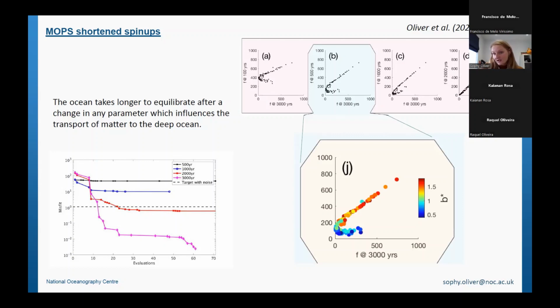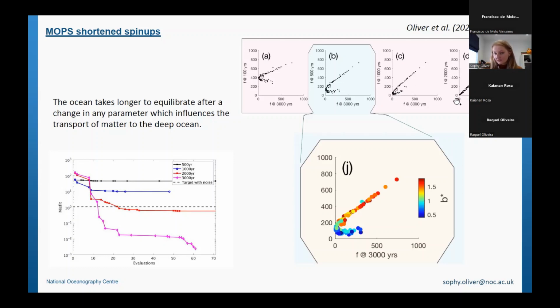And you can see this nice, easy, linear relationship. And that's what we want to see. If we have a linear relationship between these 2 axes, it means that this shorter spin-up will give us successful optimization. The problem comes when we get into shorter spin-ups.